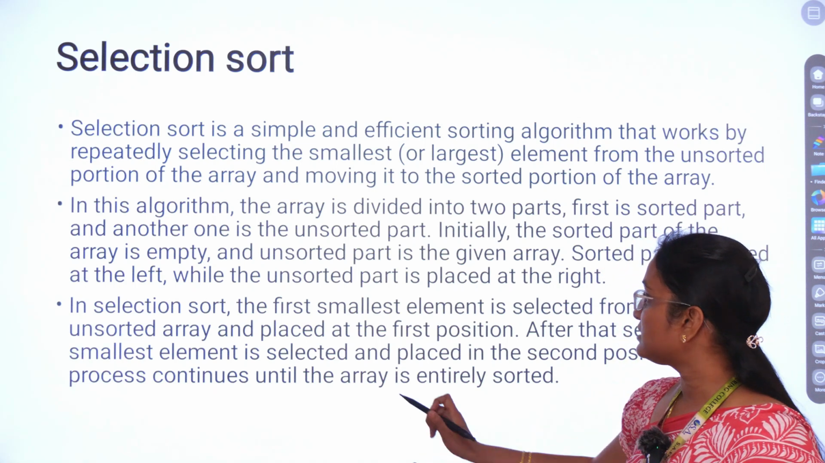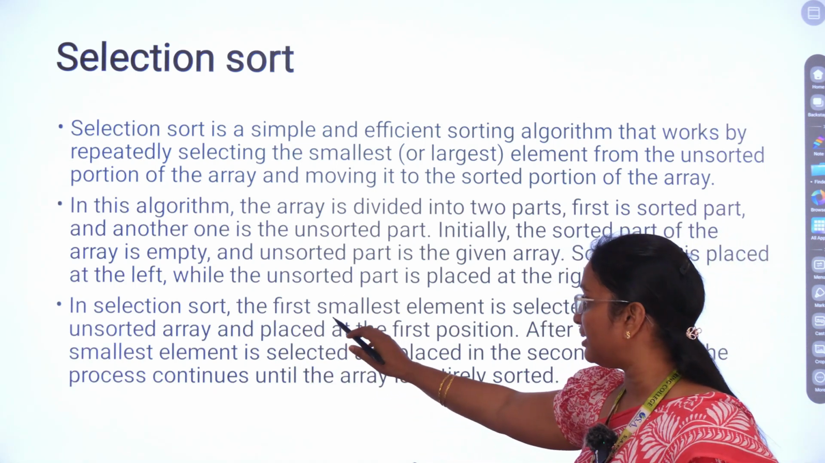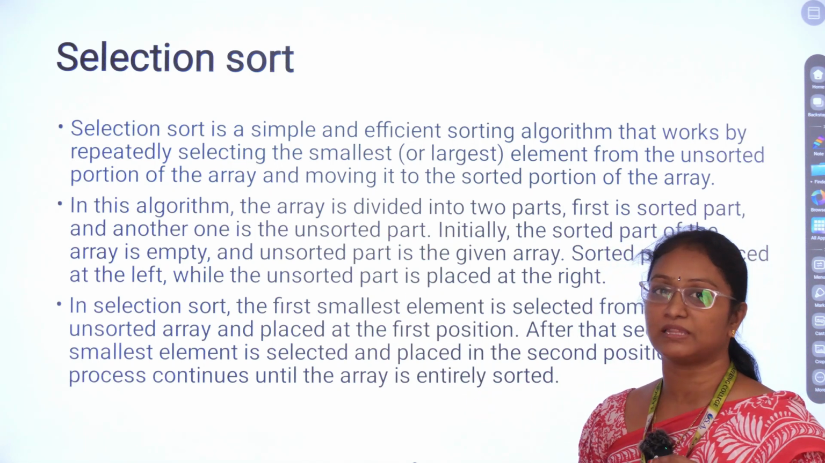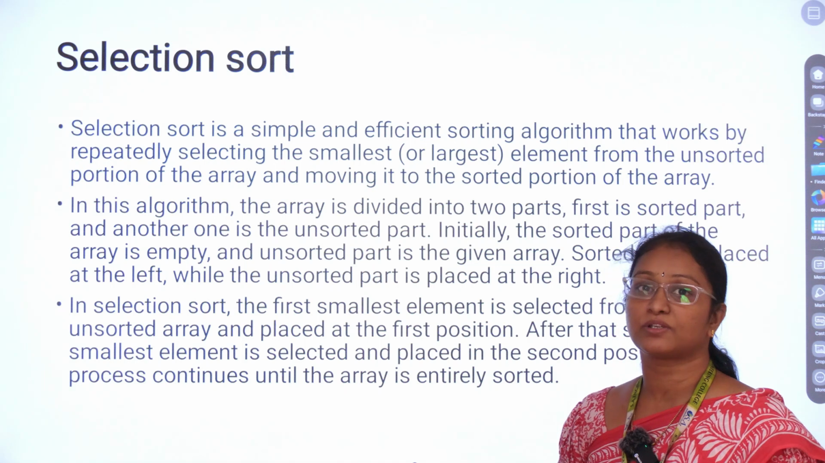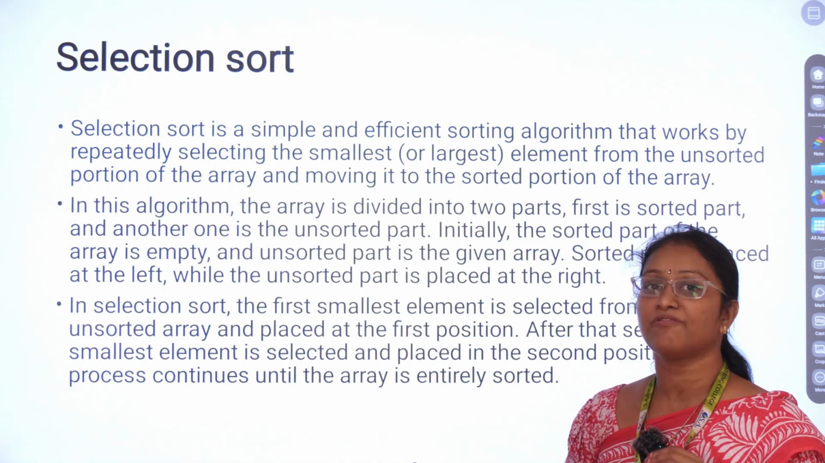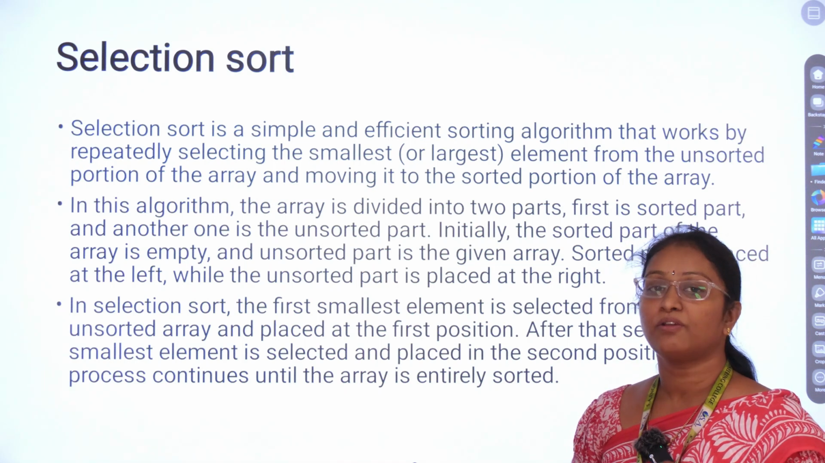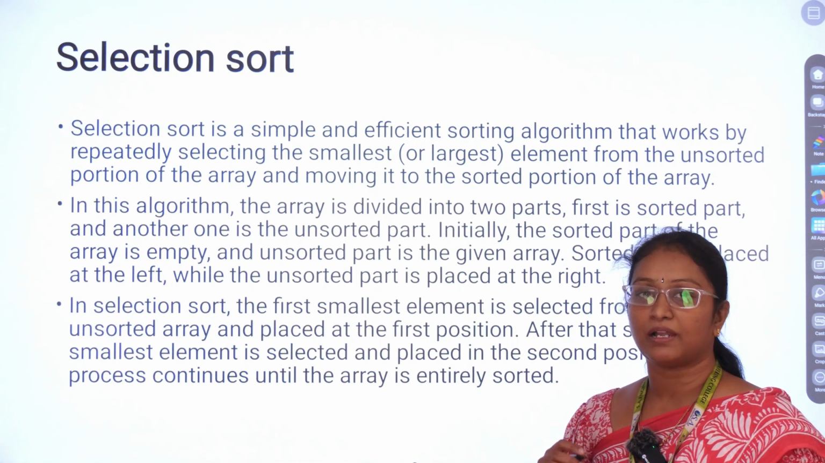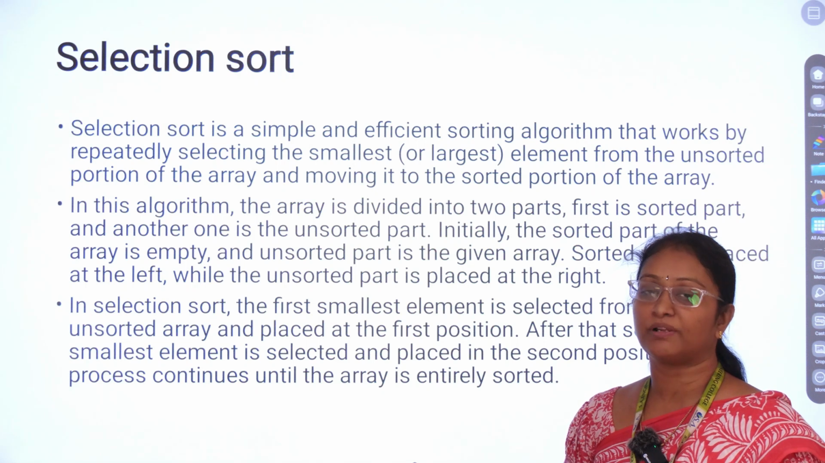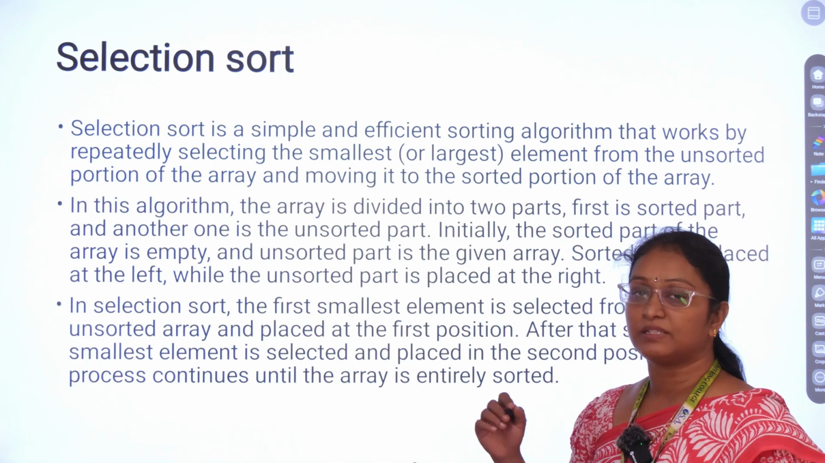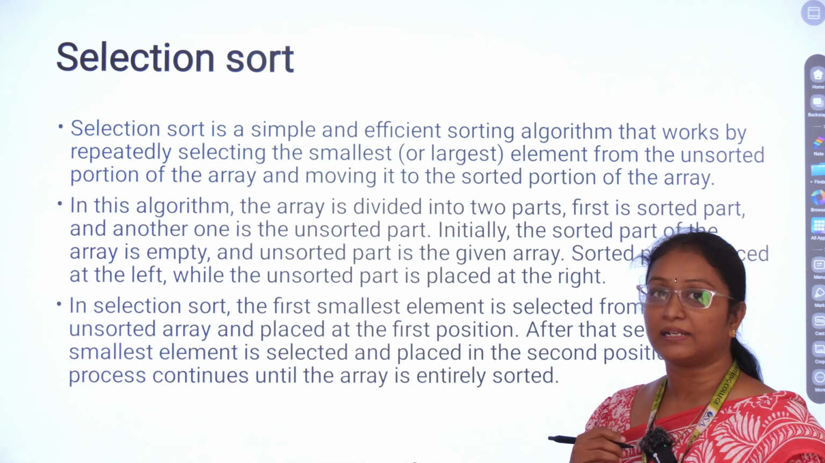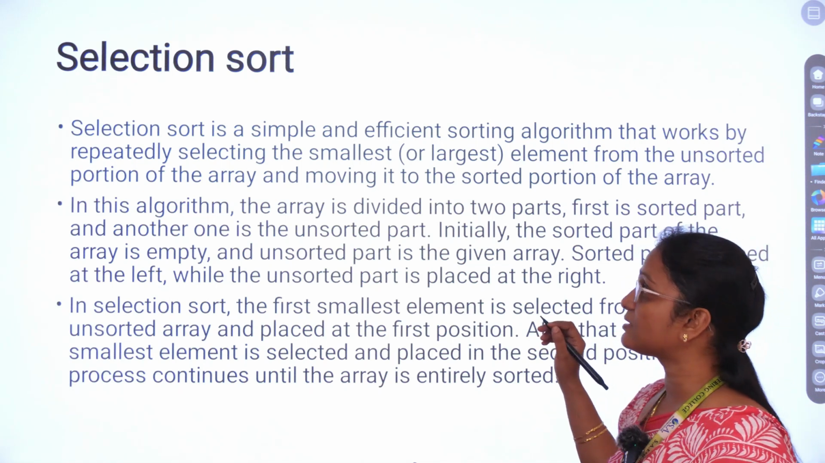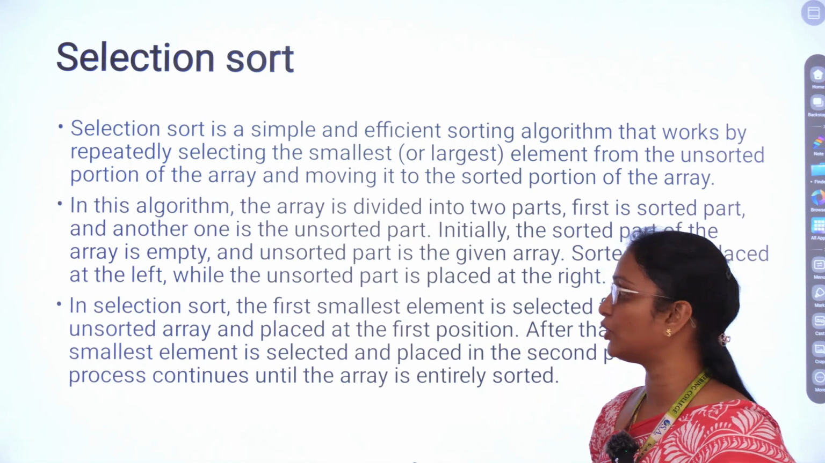Okay. In selection sort, we first select the smallest element in the list and place that smallest element in the first position, and then we find the second smallest element in the list and place it in the second position. This process continues until the entire array becomes sorted. So this is the technique used in the selection sort algorithm.